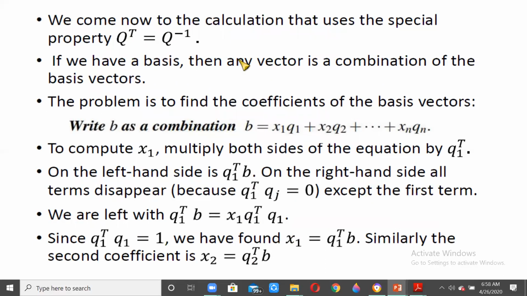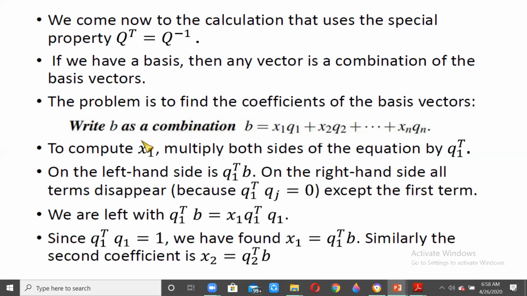If we have a basis, then any vector is a combination of basis vectors. Basis just means it should follow linear independence, and as well it should span, and indirectly that just means the vector is a combination of the basis vectors. Every vector which is part of the vector space is a combination of the basis vectors. So the problem is to find the coefficients of the basis vectors.